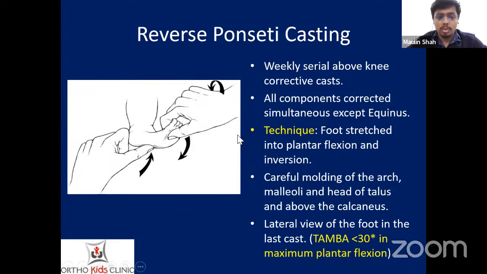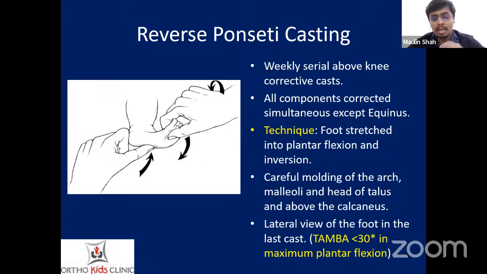So initially, what we did was we started with the reverse Ponseti casting. Weekly above knee casts were given, and all components in this are corrected except the equinus. So the foot is gradually stretched into plantar flexion. As we can see, the left foot of the child is being corrected.